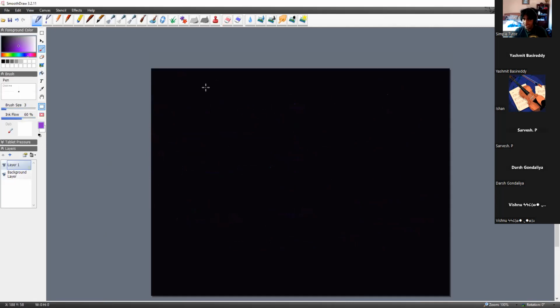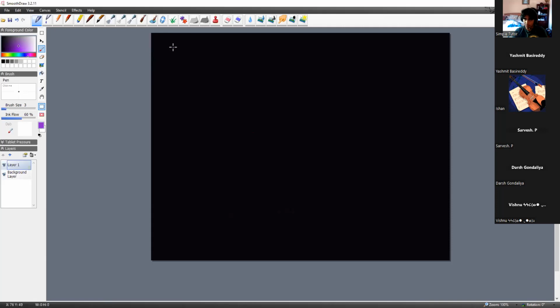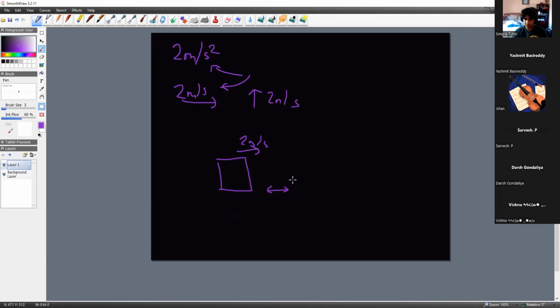If an object has an acceleration of 2 meters per second squared, and it has an initial velocity of 2 meters per second, that means for every second it travels, the velocity increases by 2 meters per second. Best way to visualize this is we have a block. So it initially travels at 2 meters per second. After 1 second, it's going to be traveling at 4 meters per second. And after another second, it's going to be traveling at 6 meters per second.